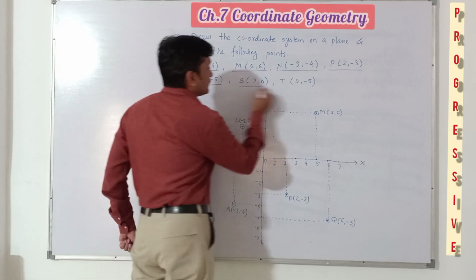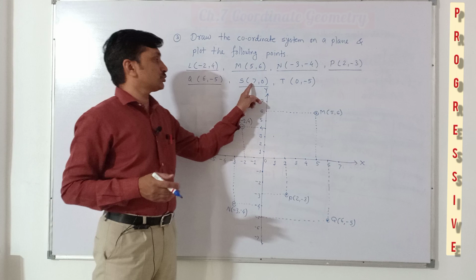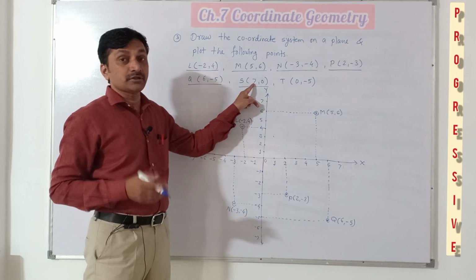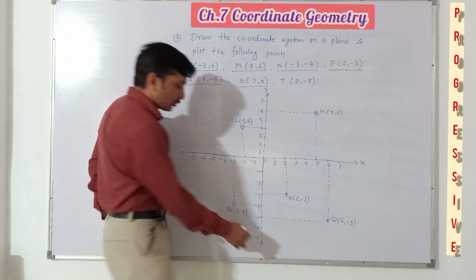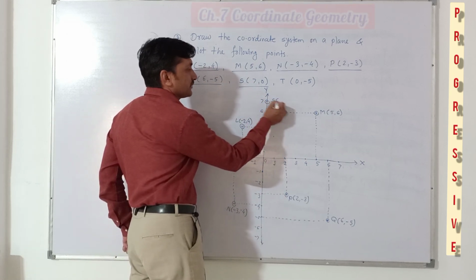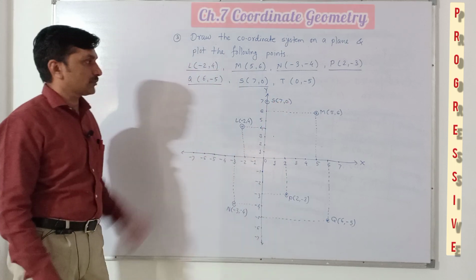Yes, 7, 0. Now here I told you, if x coordinate is 0, it lies on y-axis. If y coordinate is 0, it lies on x-axis. Then on x-axis 7 point. On x-axis here 7 point, and it is S, 7, 0, because it lies on x-axis, because y coordinate is 0.